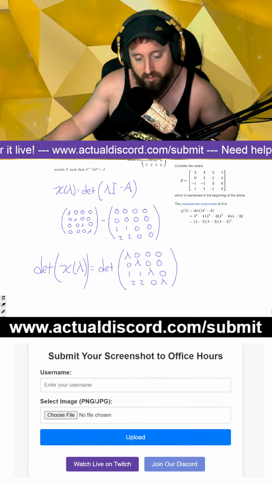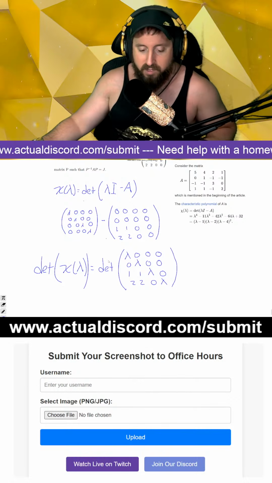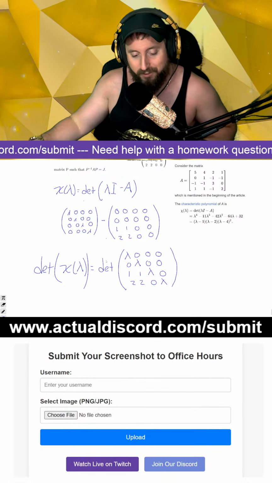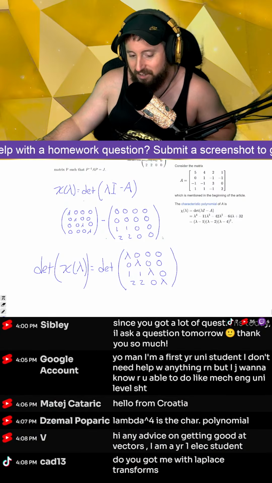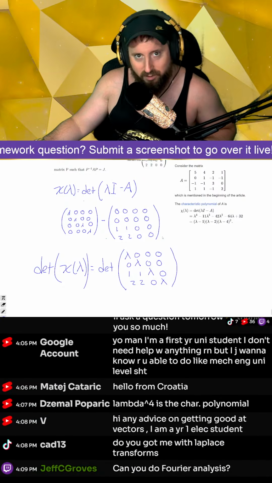Working with vectors, some advice: I always like to think, just treat everything like the Pythagorean theorem, really, with vectors. Vectors are just points that start somewhere and go somewhere else.